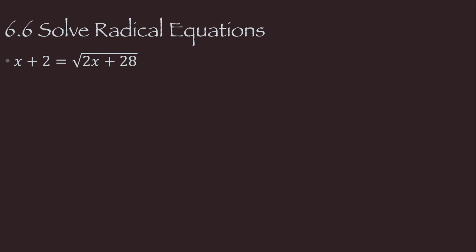All right, our last example. We already have one of the radicals isolated. So we can just get rid of it, square both sides, so the square and the square root cancel. But remember, x plus 2 squared is x plus 2 times x plus 2. So that would be x squared, 2x, 2x, and 4.